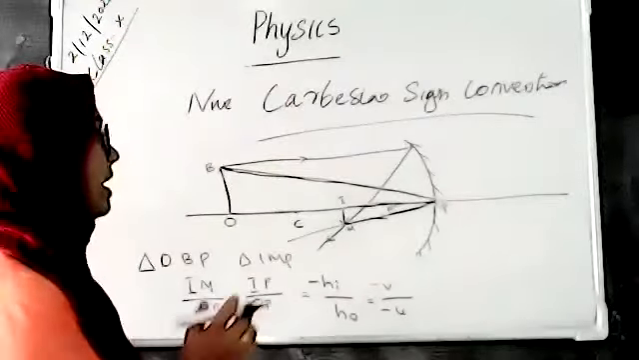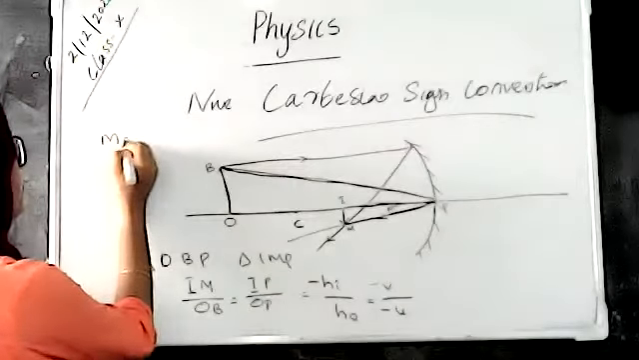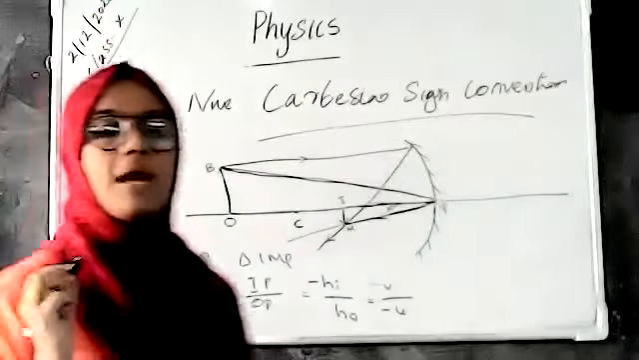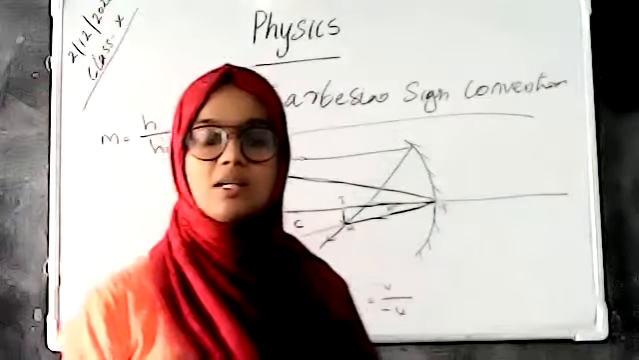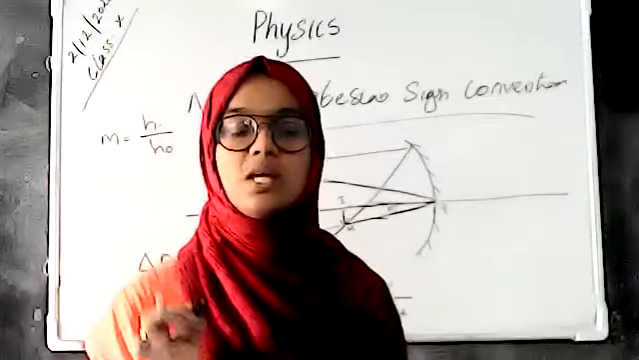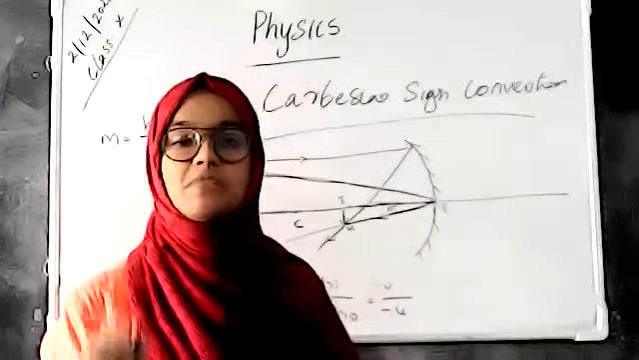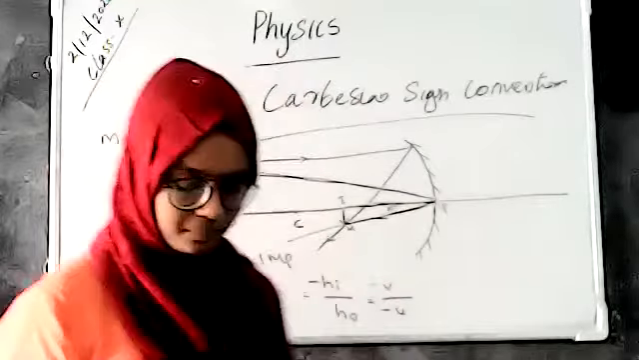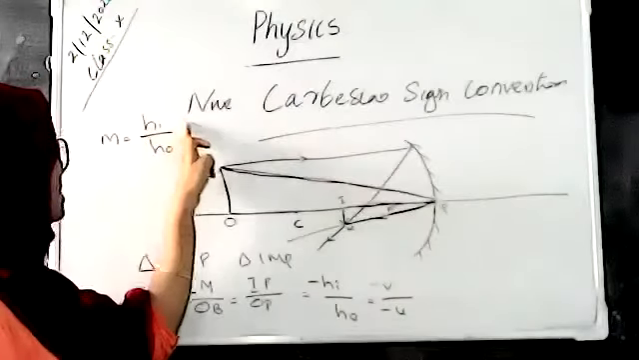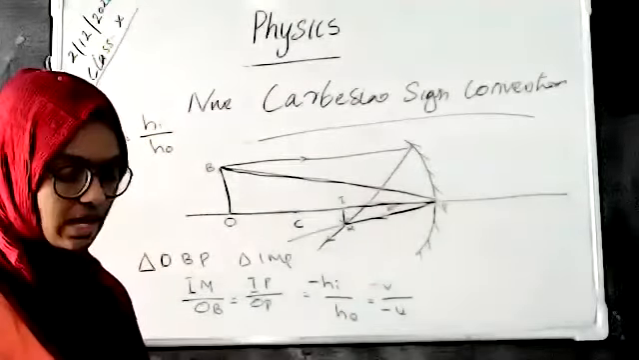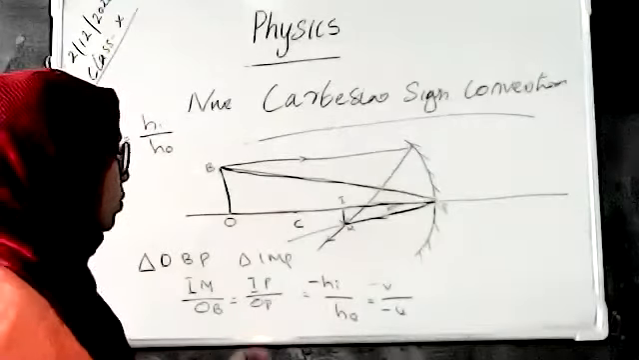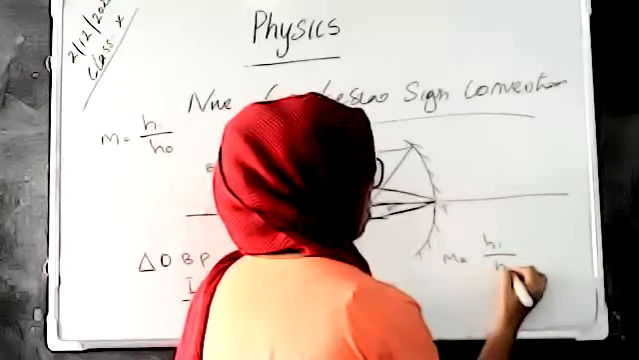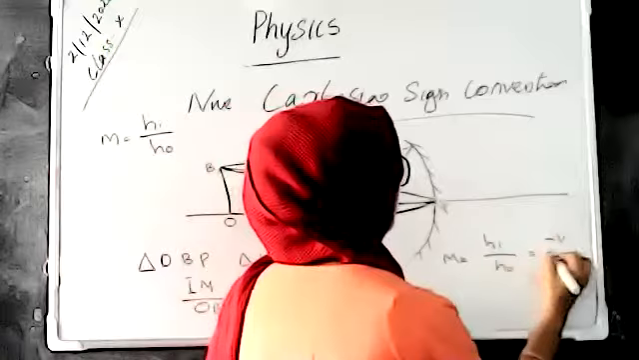And the magnification M is equal to HI by HO. The equation for magnification is that the magnification of an object is equal to the height of the image divided by the height of the object. That is on the positive side. So M is equal to HI by HO, which is equal to minus V by U.